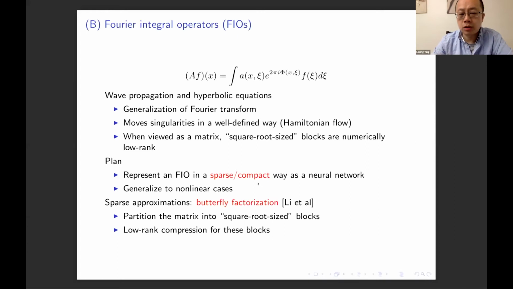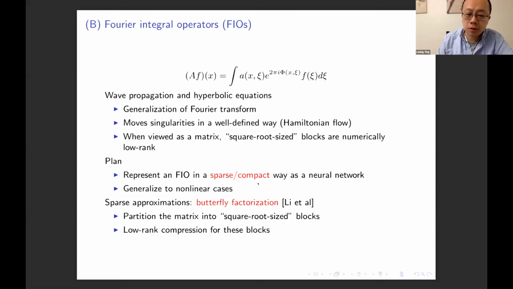From a numerical linear algebra point of view, when you view the Fourier integral operator as a matrix, and you partition the matrix into square-root-size blocks, so if you have an n by n matrix, you partition it into blocks of square root of n by square root of n, you have many blocks. Each of the blocks is also reasonably large. Then all these blocks themselves are numerically low rank. This has been proven, and this is a very important property of the Fourier integral operator.